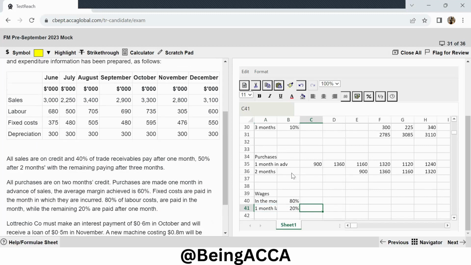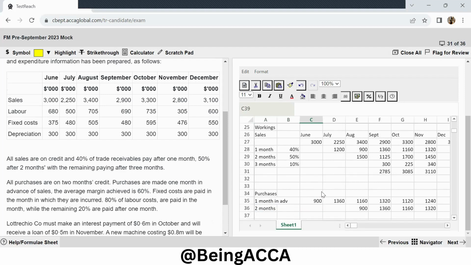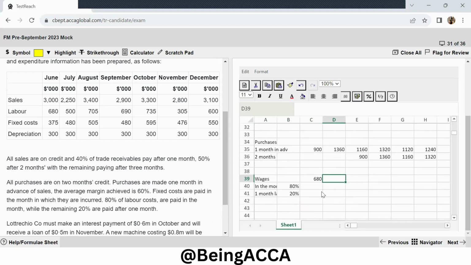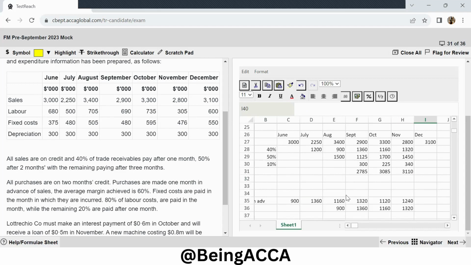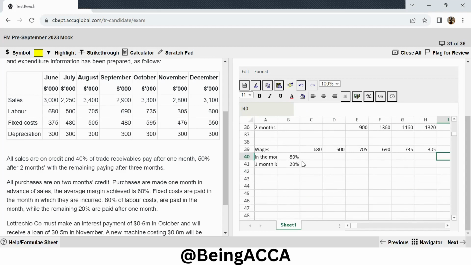For labor, for the month of June, my wages are supposed to be 680. Yes, this is the column for June. So 680. I'm just copying the figures from over here. 500, then I have 705, then I have 690, then I have 735, 305, and 600. So these are the values that are given to me for all of these months, and it is mentioned that 80% we are paying in the same month. So the same month payments will be nothing but 80% of this value.